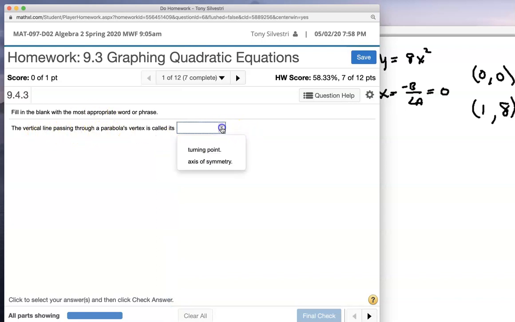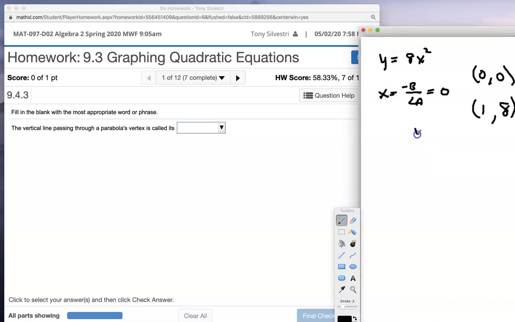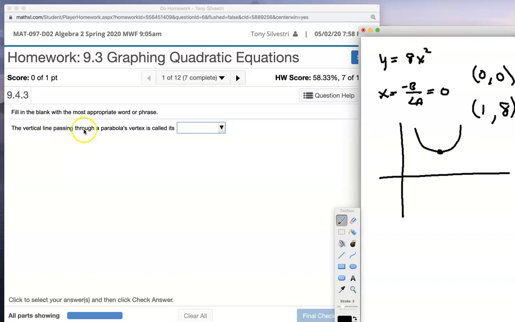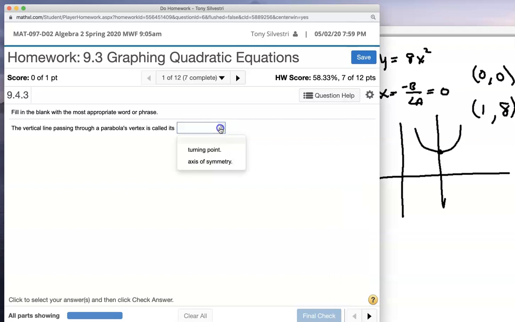This is something that I need to talk about. If you have a parabola, we know what a parabola looks like at this point. Let's put it in the graph right there. There's your vertex. This is the vertical line passing through the vertex. That line's given a special name. It's called the axis of symmetry.